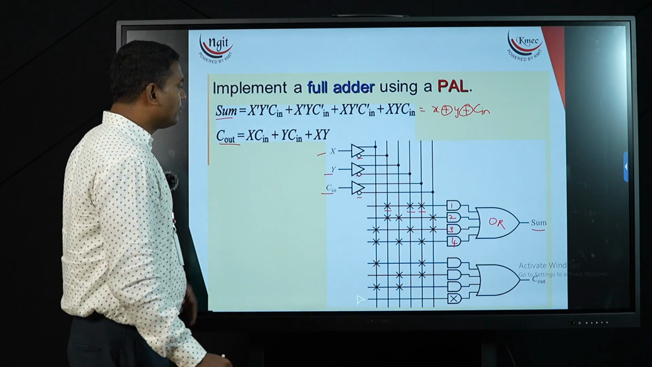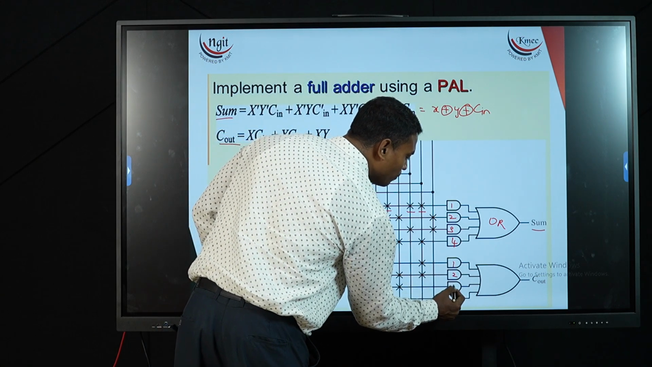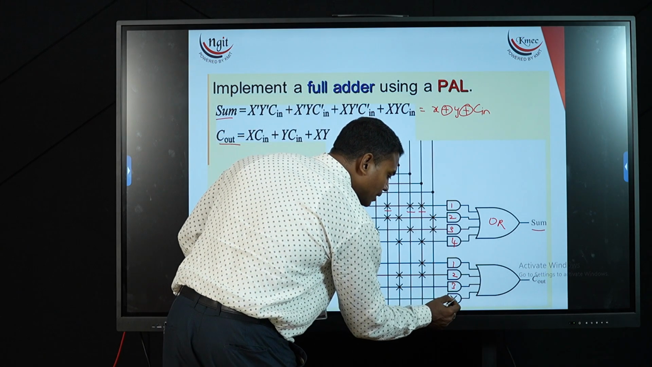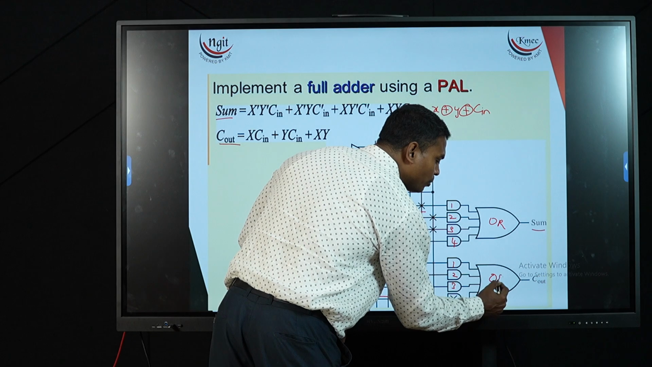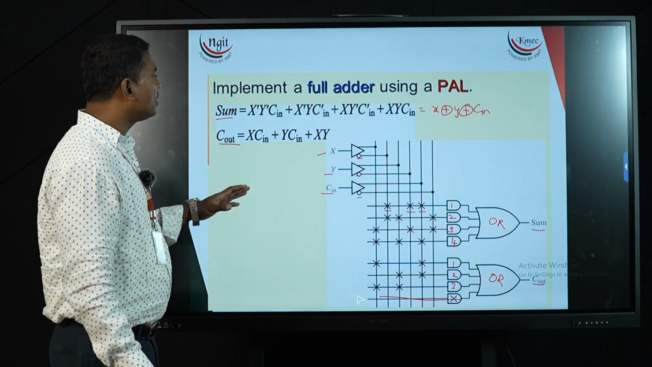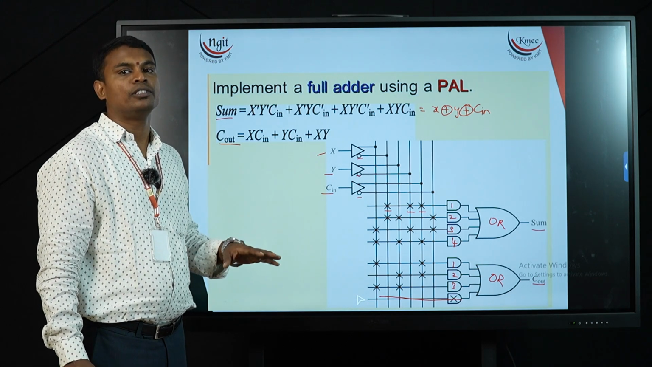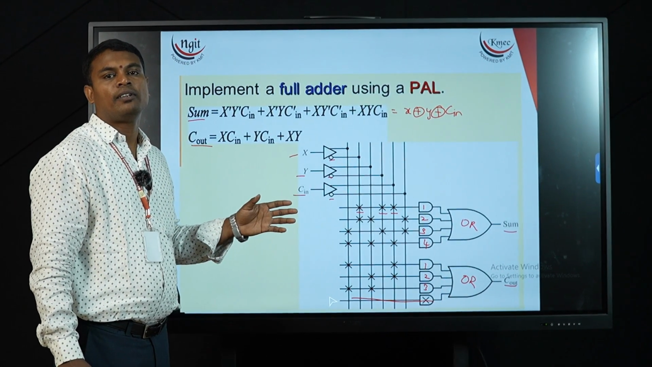For carry out, I got 3 product terms. So 3 product terms I am getting through the first 3 AND gates. So no need of drawing this last gate also. With the help of only 3 gates, you can get through an OR gate where I am going to get my C out value. So this is how we are going to implement programmable logic array and programmable array logic. So based upon this one criteria, we are going to design our circuits.